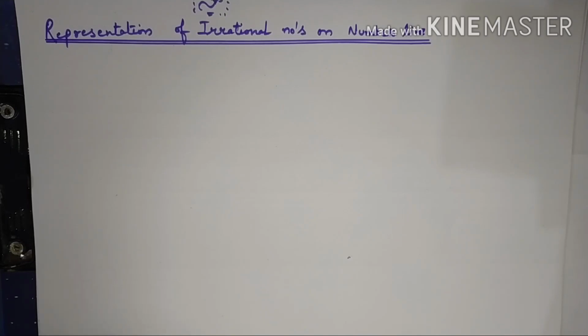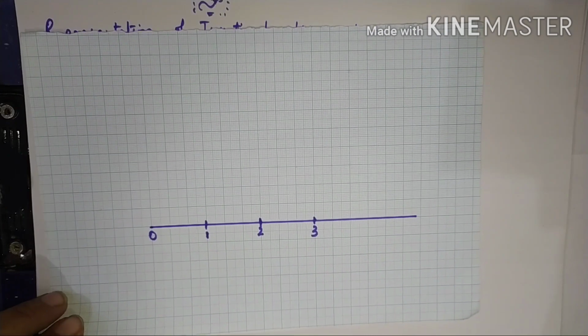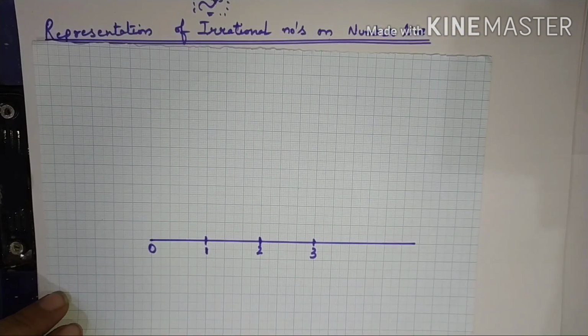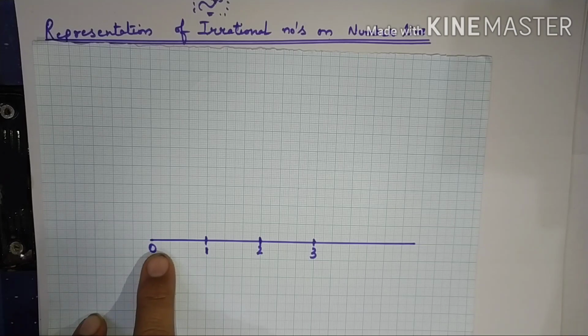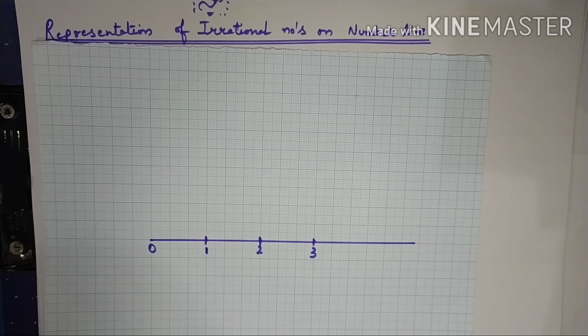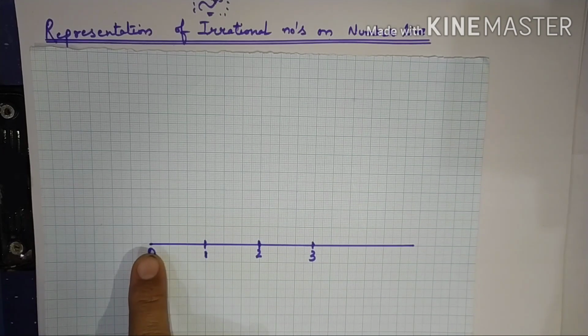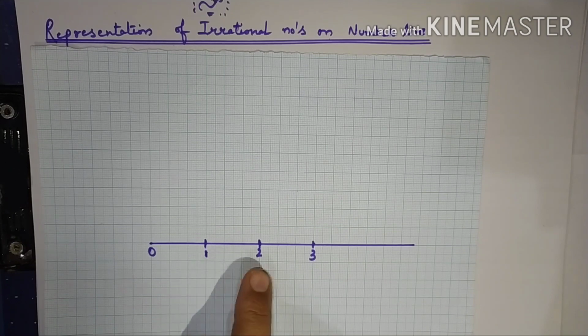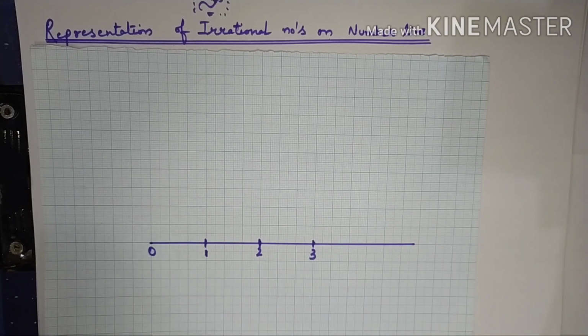This representation we will do on graph paper. I have taken one graph paper, and on this graph paper, by taking a big unit, a big gap, I have first drawn the number line. The starting point, the initial point, is marked as O, 1, 2 and 3. First of all, let us start with the representation of root 2 on the number line.